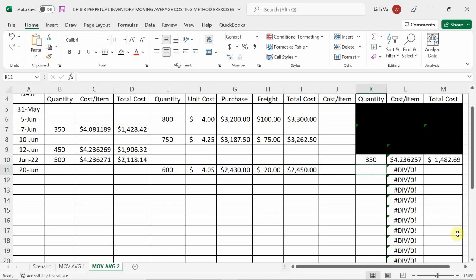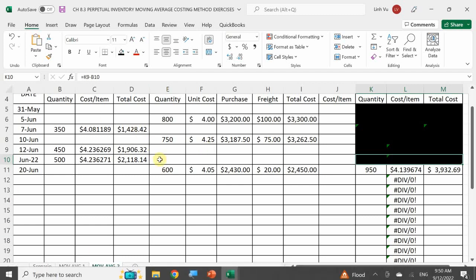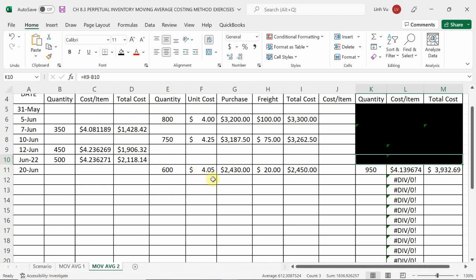Okay. So then let's go ahead and add those up together. 3,932.69. Give me 1 second. I'm almost finished. Okay, so $4.13. So it dropped. Actually, no, wait. Yeah, it dropped because why? We end up purchasing inventory at $4.05. The cost of my inventory dropped. So therefore, my average has dropped in price as well. Okay? So there you go.